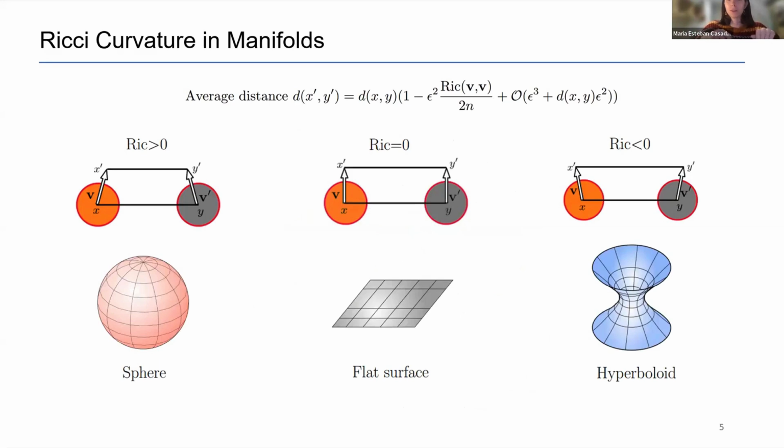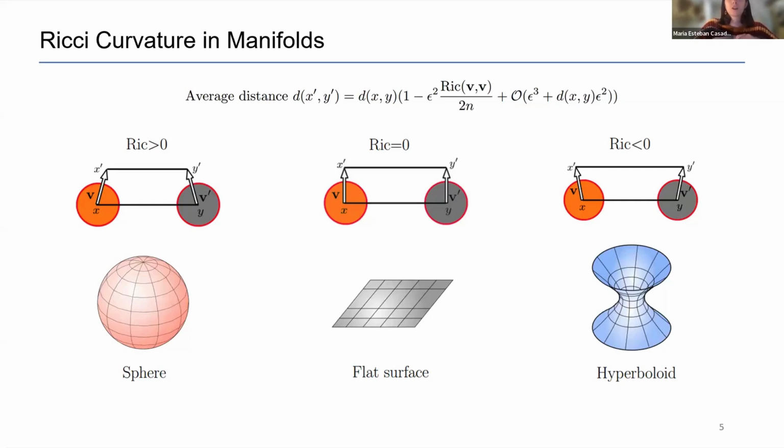So from this formula, we can infer that when the curvature is positive, the average distance between respective points on small balls is smaller than the distance between its centers. So this will happen in surfaces like the sphere, for example. And then when Ricci curvature is negative, we'll have that the average distance between these respective points in these balls is larger than the distance between its centers. And this will happen in the hyperbolic space, for example, as well.